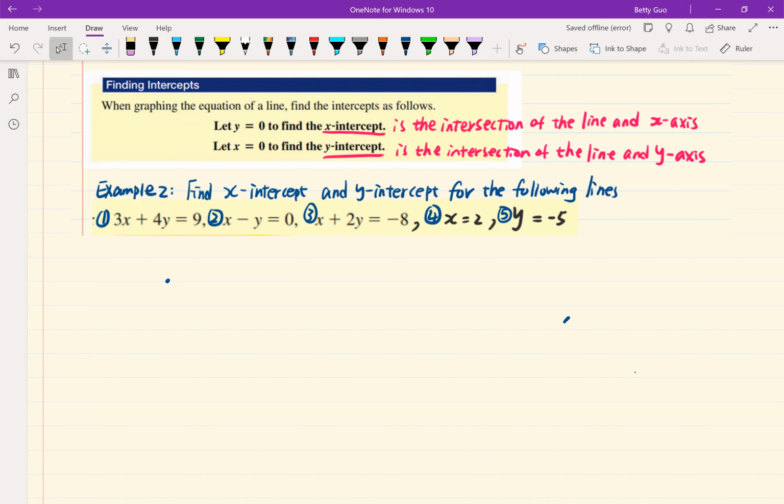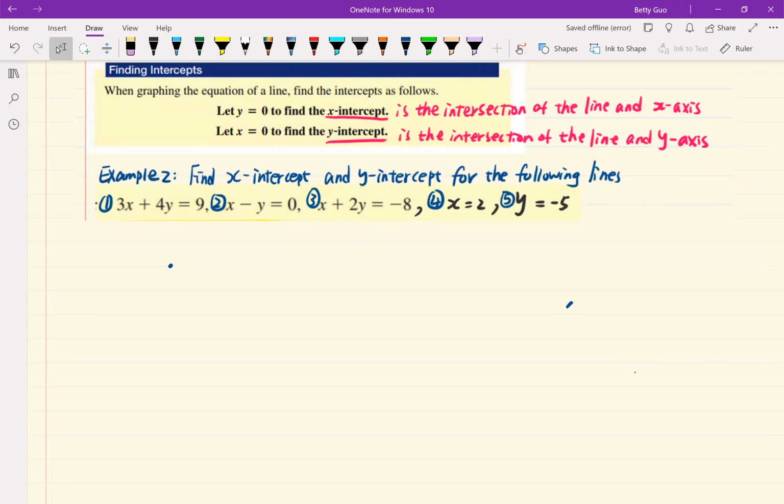So we're going to work on example 2. We are going to find the x-intercept and the y-intercept for the following given straight lines. Let's start from the first one. Number 1.